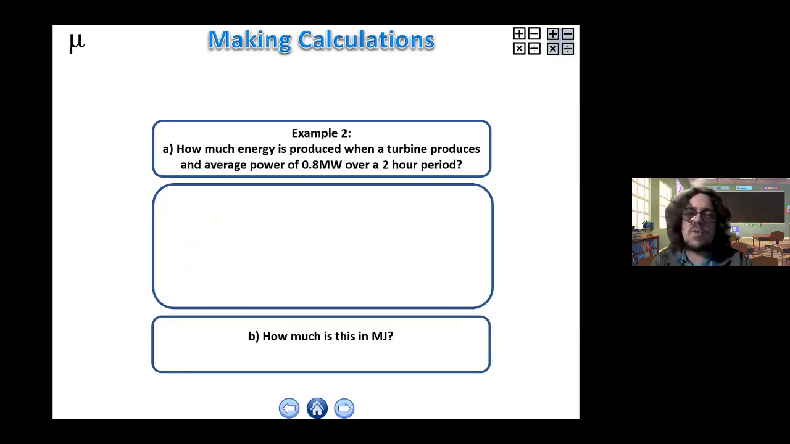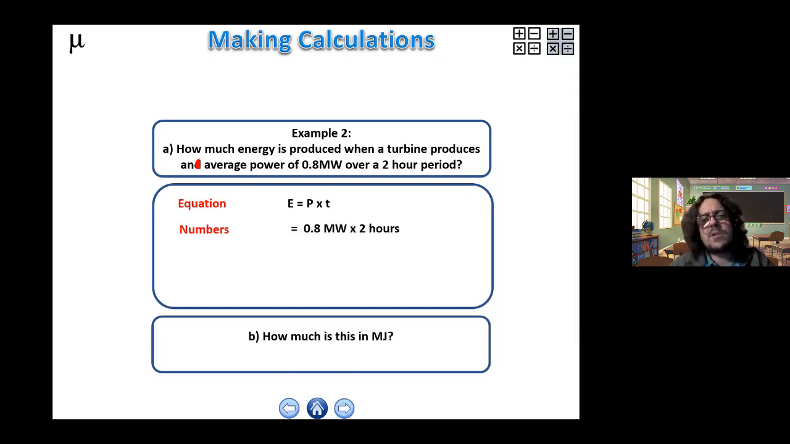How much energy is produced when a turbine produces, so sad, so sorry, an average power of 0.8 megawatts over a 2-hour period. Okay, lots to deal with here. First of all, let's look at the megawatts part, okay? We choose the correct formula. Energy is equal to power times time. Then we put the right numbers in.